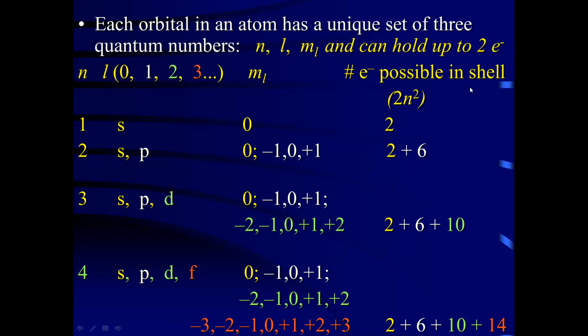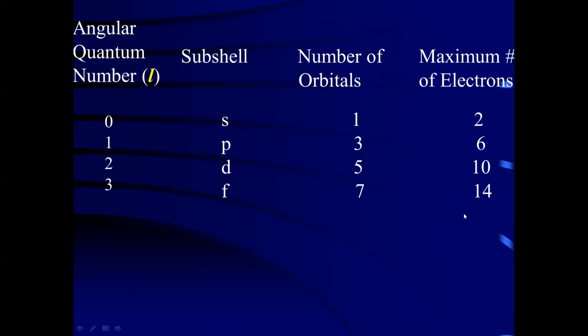So this is why we summarize that the possible electrons in a shell is equal to 2n squared. We can check that. For example, when n equals 1, n squared is 1, and 2n squared equals 2, right? When n equals 2, n squared equals 4, and 4 times 2 is 8. Exactly, we have 8. And when n equals 3, 3 squared is 9, and 9 times 2 is 18. Right? Perfect.